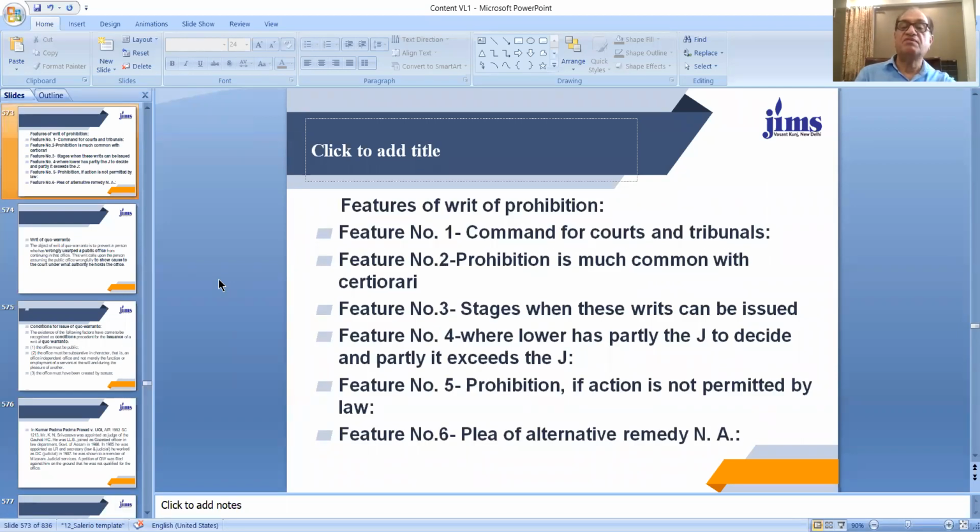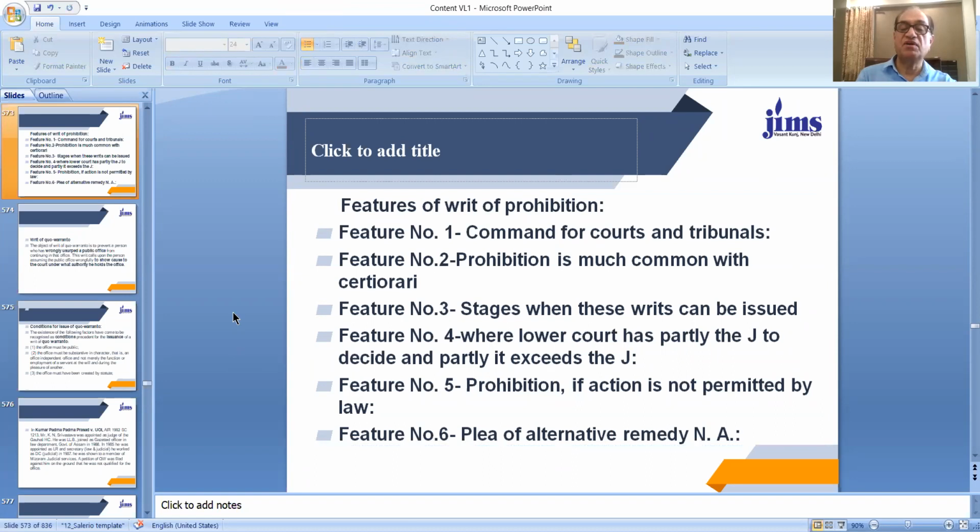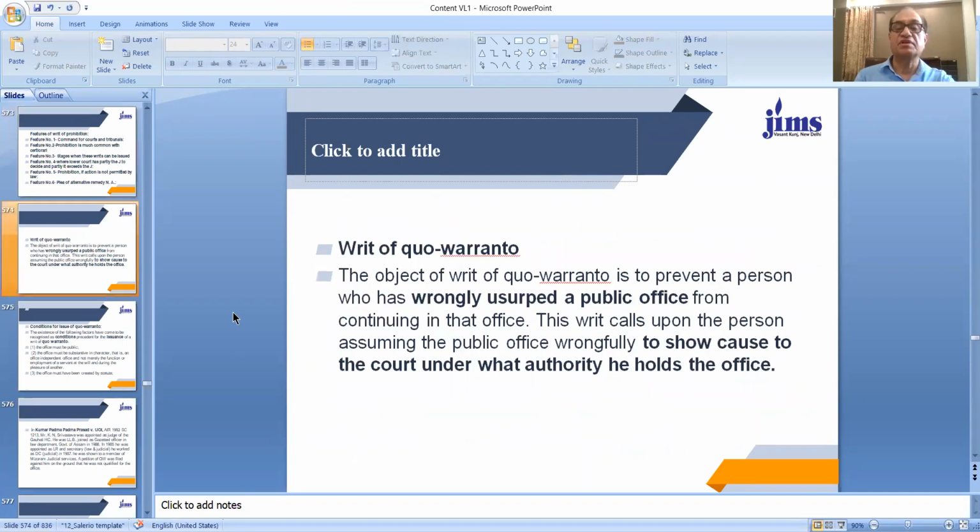These are the features of the writ of prohibition. Feature number 1, command for courts and tribunals. 2, prohibition is much common with certiorari. 3, stages when these writs can be issued. 4, where the lower court has partly the jurisdiction to decide and partly it exceeds the jurisdiction. 5, prohibition is issued where the action is not permitted by law. Feature number 6, the plea of alternative remedy is not available while issuing a writ of prohibition.